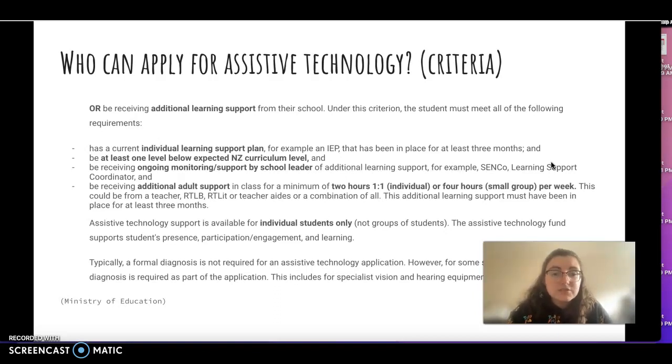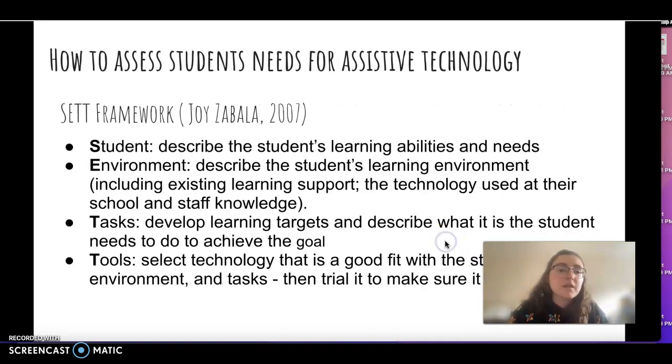And then assistive technology is available only for individual students, so one at a time. And you don't need a formal diagnosis unless you're applying for very specific hearing equipment, and then they have to be diagnosed with that specific hearing deficit or need before they can have that equipment. But if it's Chromebooks, iPads, that kind of thing, they don't need a specific diagnosis. It all is covered in the form.